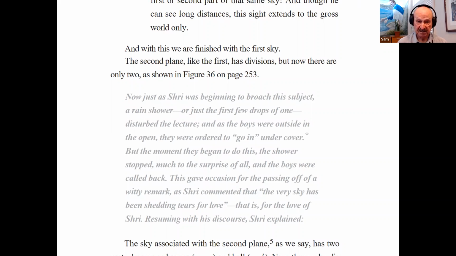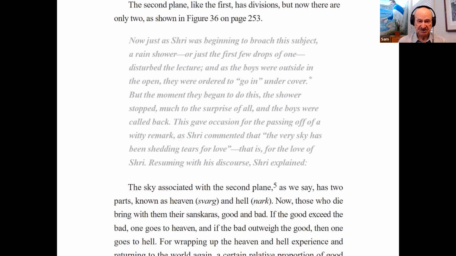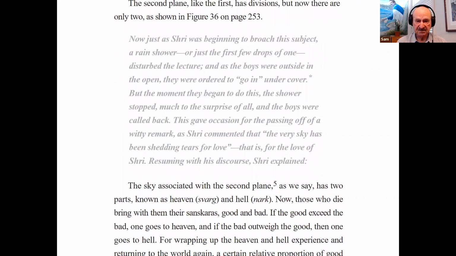The second plane, like the first, has divisions, but now there are only two, as shown in figure 36 on page 253. Now, just as Shri was beginning to broach this subject, a rain shower, or just the first few drops of one, disturbed the lecture. And as the boys were outside in the open, they were ordered to go in under cover.